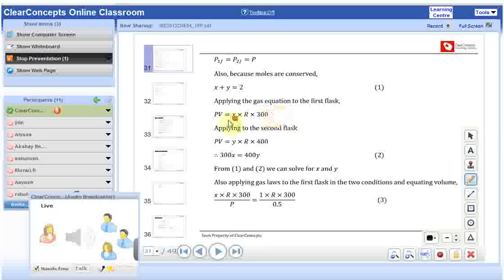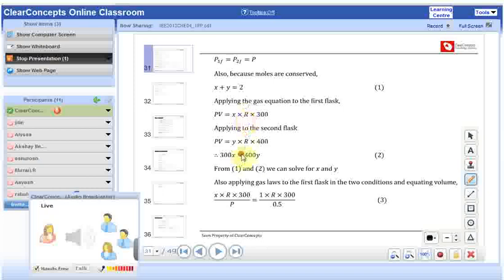Now what happens if we apply the gas equation to the first flask? You get PV equals, P is the final pressure, remember, and therefore you're talking about the final number of moles, which is X, times R times 300, the absolute temperature. You can apply it again to the second flask, and since both are talking about P times V, you can equate the right hand sides of these two equations and get equation number 2. Now you've got two equations in two variables. You can solve for X and Y.